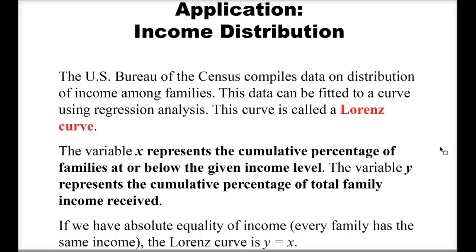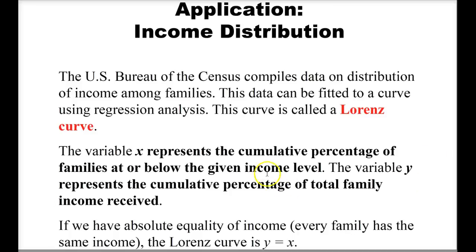Bureau of the Census compiles data of distribution of income among families. And so it sort of keeps track of how much each family makes, and then of course looks at that as a whole and basically characterizes that mathematically. And so the curve that we get is called a Lorenz curve. And so it puts people, of course, they get this based upon tax brackets. So they'll say, all right, we have this many people that make this much money, and so how many families are like that? And so from that, they can actually build this curve.